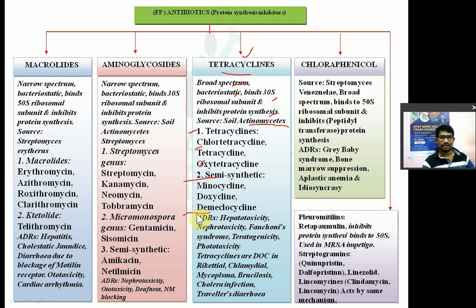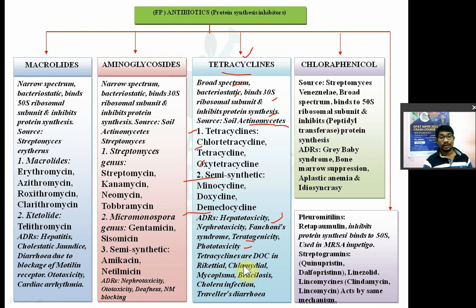Adverse reactions क्या होंगे tetracycline के? They cause hepatotoxicity, teratogenicity, and they have an anti-anabolic effect. Hepatotoxicity, nephrotoxicity, Fanconi syndrome. इसके ऊपर question आ चुका है. Tetracyclines can cause Fanconi syndrome. Then they are teratogenic in nature. They will decrease the calcification of bones and calcification of teeth. Then they also have phototoxicity as an adverse effect.